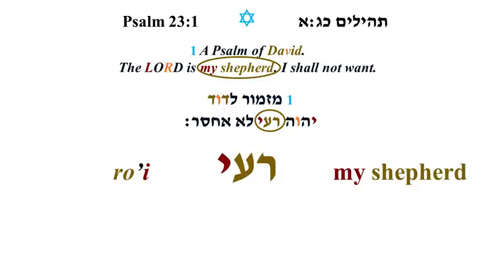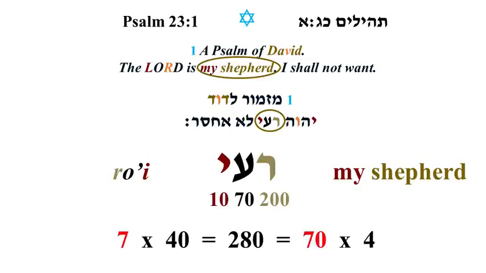Yod is that closed hand. My, you put it at the end of the word. My, Eli, Eli, my God. Ro'i, my shepherd. Okay? And my shepherd, if you put the values in, Resh is 200, Ayin is 70, Yod is 10. Ro'i adds up to 280, which is 7 times 40, or 70 times 4. Again with the Ayin and the 70.